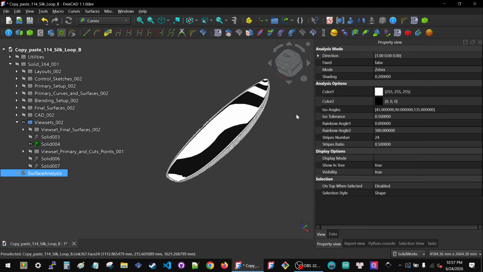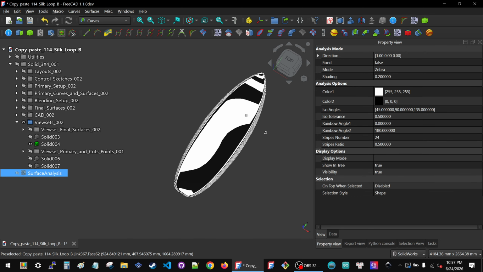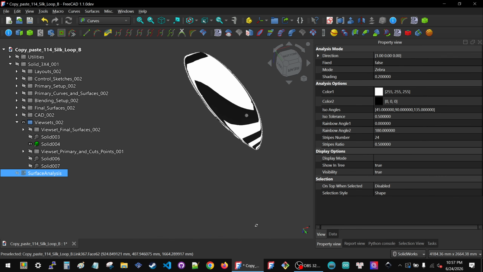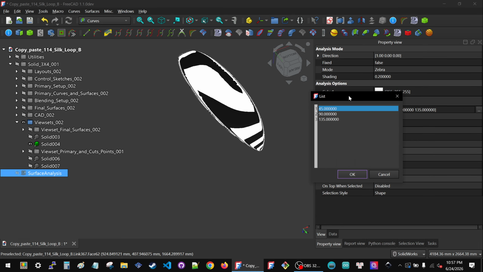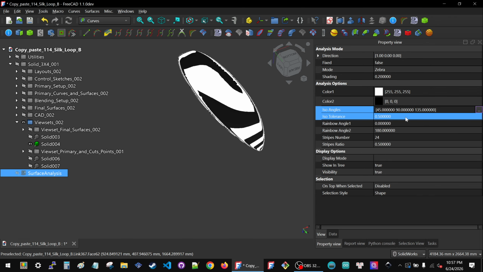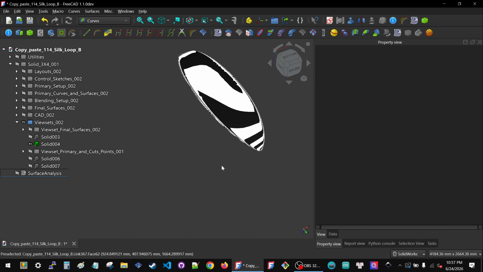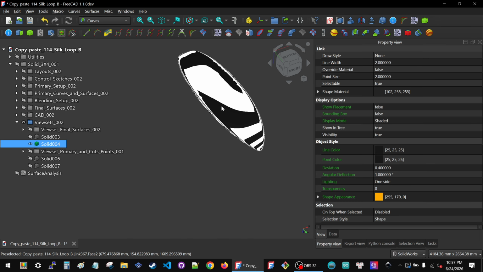Okay, do I have the angle thing like I do with the zebra tool? Color 1, color 2, that's fine. Oh, angles right here. There as a list. I could edit these as a list. ISO tolerance. Rainbow angle here. Start angle of the rainbow, 90. Update. Did that do anything? I can't tell.